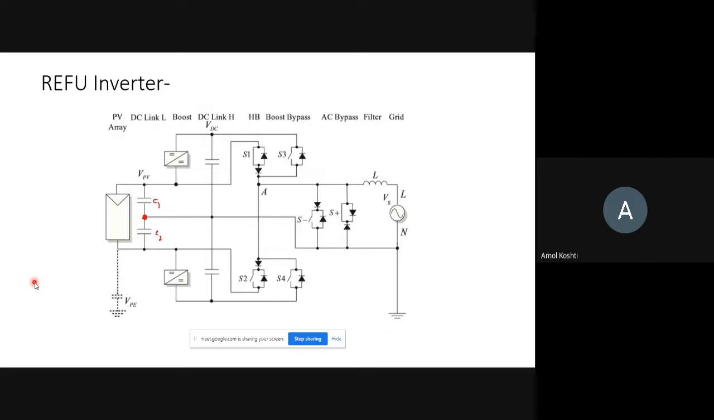Again, there is a modification done in the basic H bridge inverter by REFU Inverter Company, which is specifically dedicated to manufacture the PV inverter system. So here, if you see, we have this VPV.